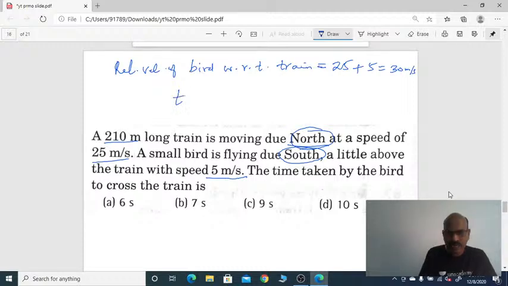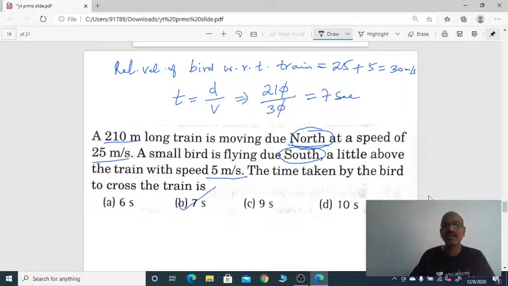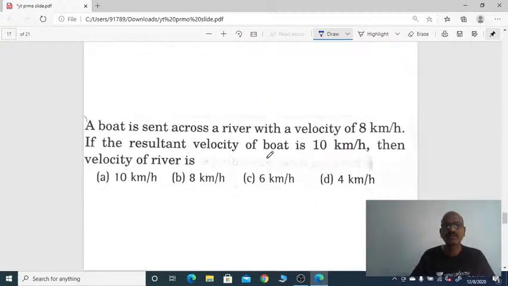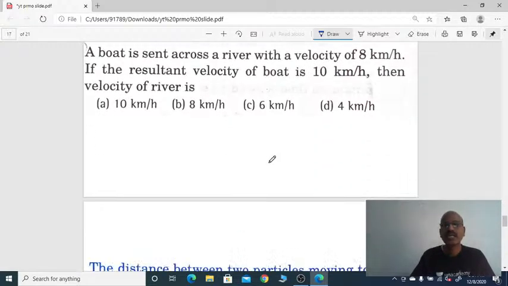Time taken by the bird to cross the train will equal distance by velocity. Distance is 210. What is the relative velocity? 30. So 7 seconds it will take to cross the train. Right, next one.